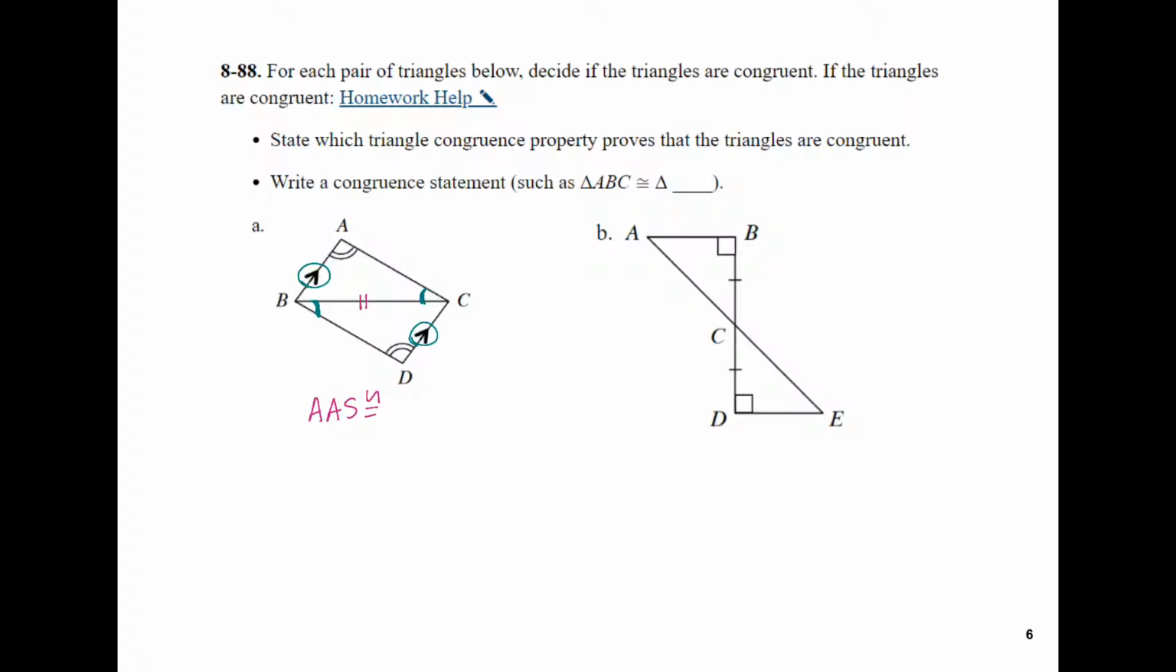And more specifically, I can say that triangle ABC is congruent to triangle DCB.